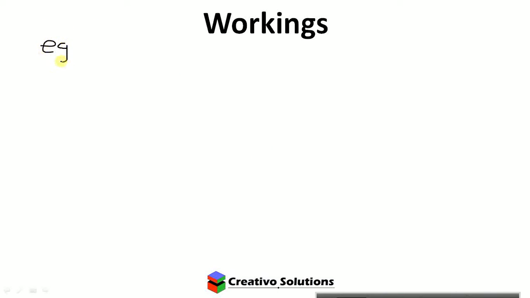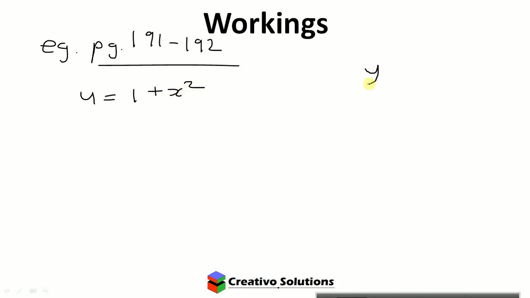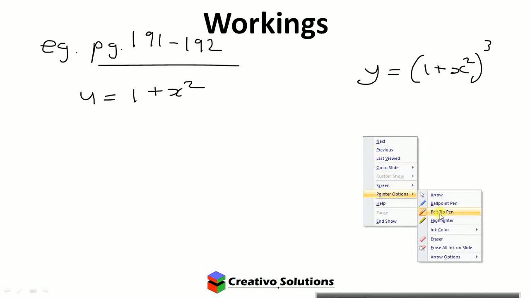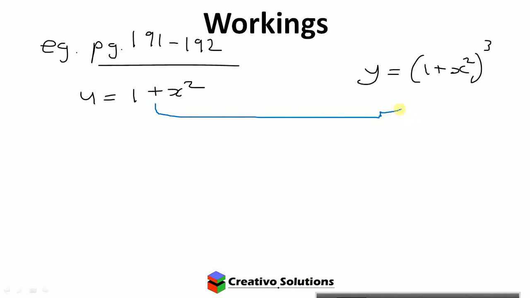Okay, so this is the example from the textbook, page 191 to 192, the key chain rule. So far you've written u equals 1 plus x squared, because they asked you to differentiate the function (1 plus x squared) to the power 3. So what did you do? You made a u substitution in terms of chain rule. So now you've got y equals u to the power 3.